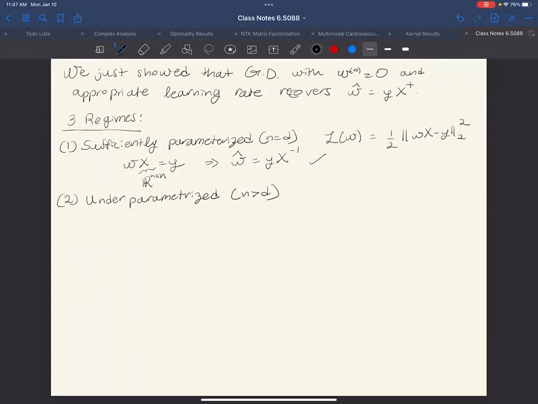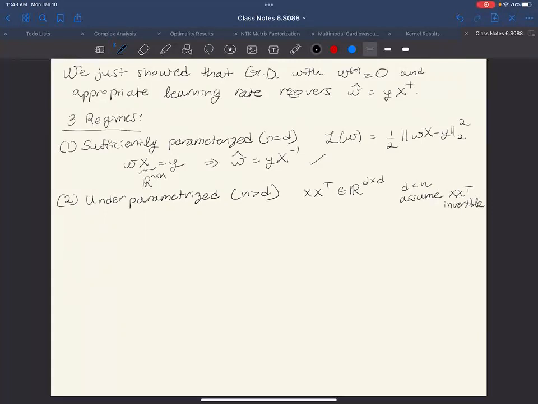How would you actually solve this problem? Well, there's a nice way to do it. X is a d by n matrix, so X X transpose is a d by d matrix. Because n is much bigger than d, we can assume that it's very likely that X X transpose is invertible. So d is less than n. Assume X X transpose is invertible.